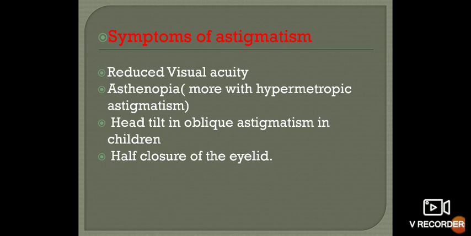More important symptoms are reduced visual acuity and asthenopia, and it is more common with hypermetropic astigmatism. Head tilt in case of oblique astigmatism is commonly seen in children. Half closure of the eyelids. So all these are the common symptoms. Asthenopia is the most common symptom.